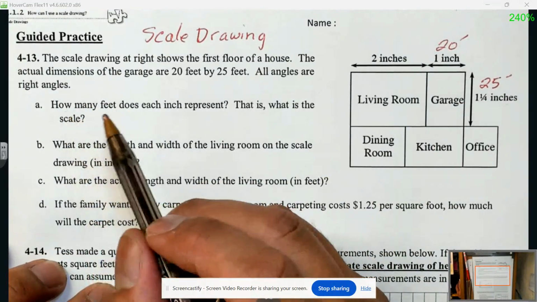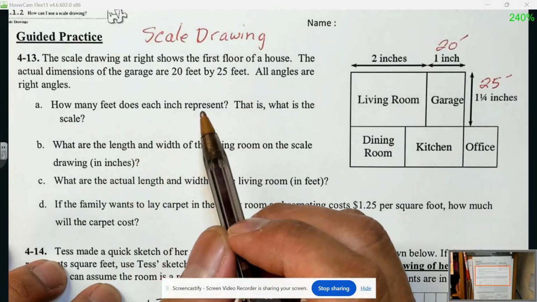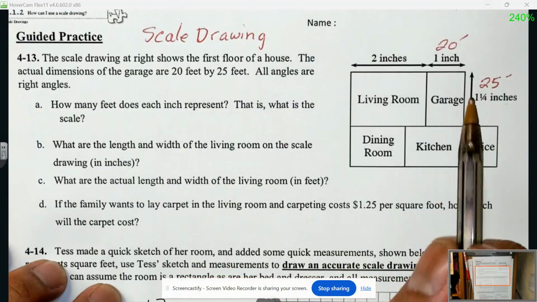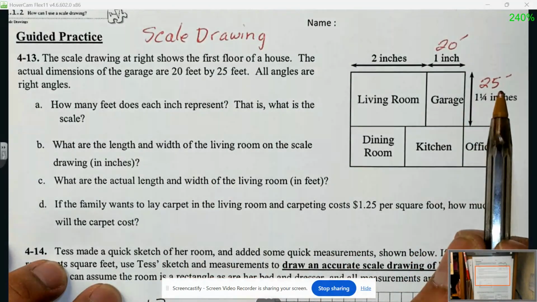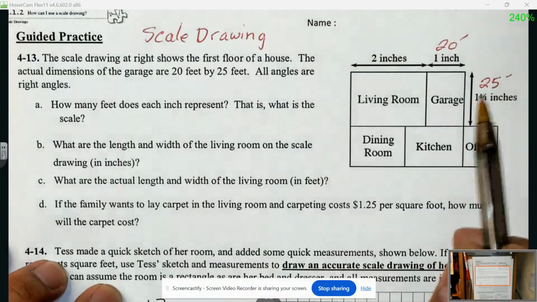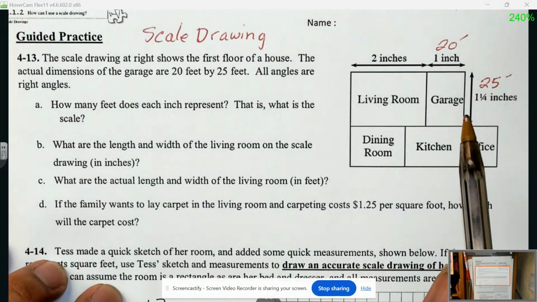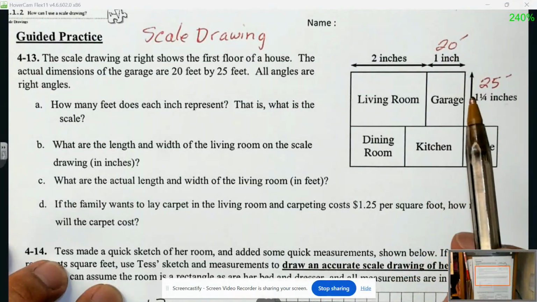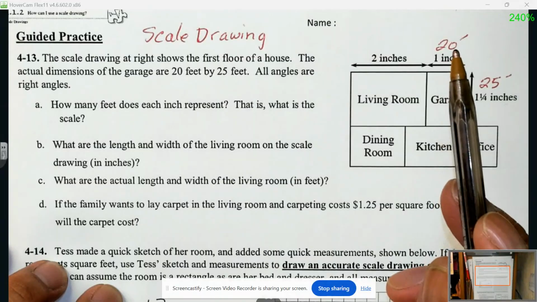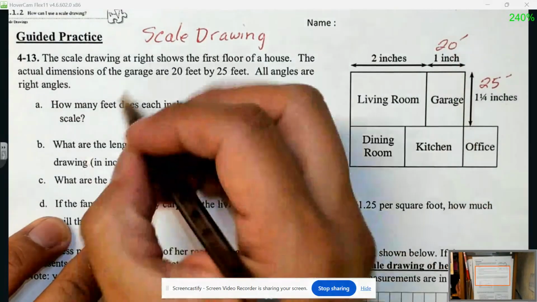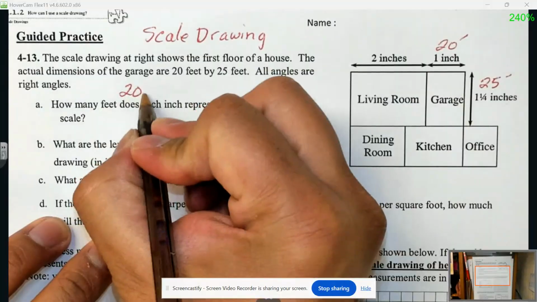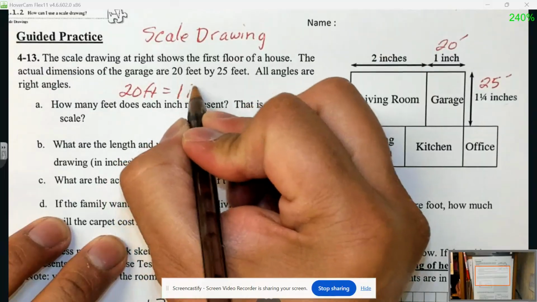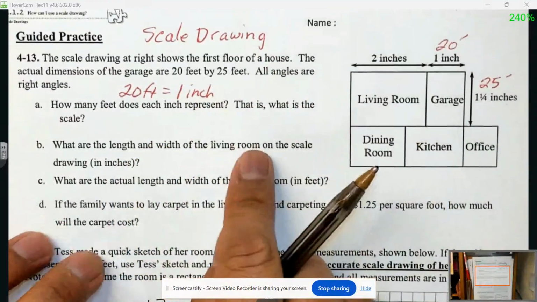How many feet does each inch represent? So if we're looking at this one, we have 1 1/4 inches, which is 25 feet. We can do a little calculation to find the ratio, but this one's a little easier because we don't have those fractions. We know that 1 inch is equal to 20 feet, right? So 20 feet equals 1 inch, or 1 inch equals 20 feet.